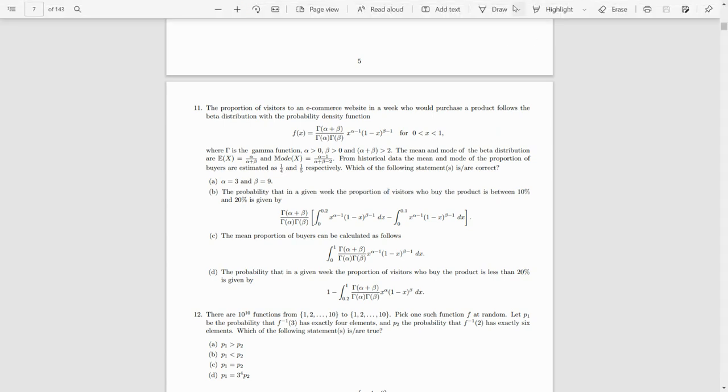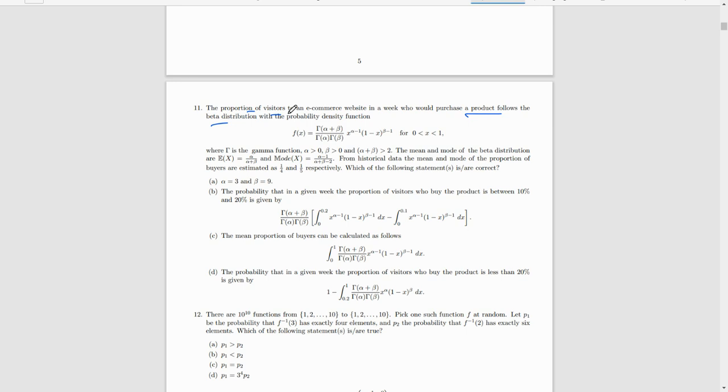A proportion of visitors to an e-commerce website in a week who would purchase a product follows the beta distribution. So it's saying that there is some event, the proportion of visitors, and that follows the beta distribution. Just see the format of the questions, because in the exam paper, if the question is about some new concept, you will be given everything about that thing. So its probability density function is given.